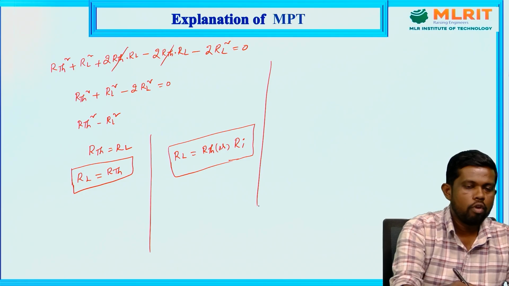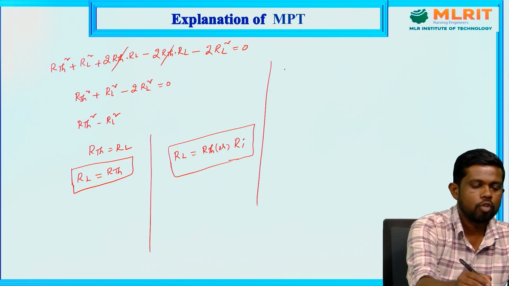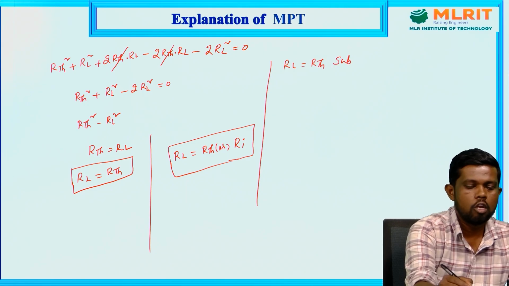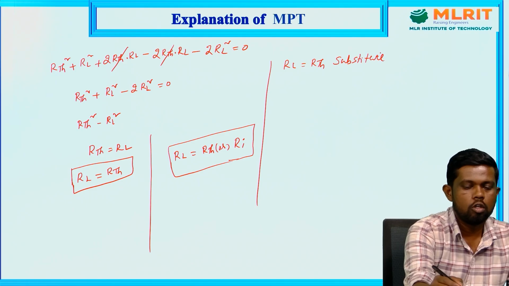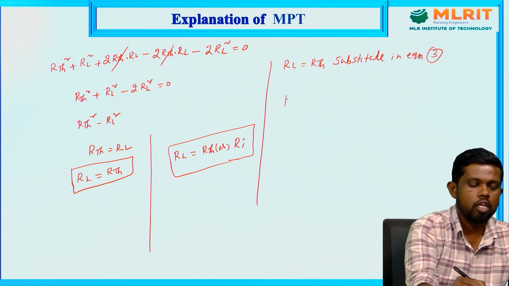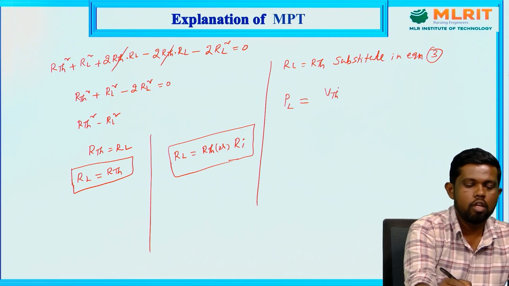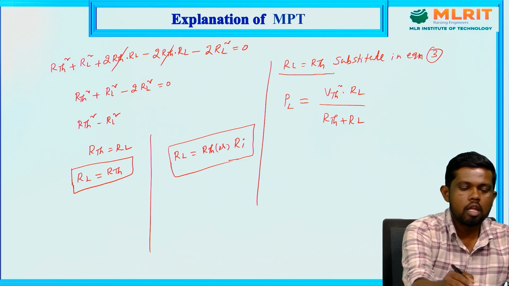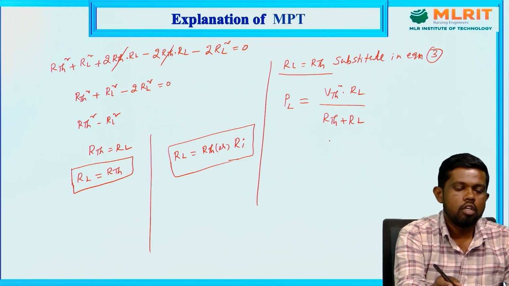So this above value we need to substitute in equation number 3. RL equal to RTH, substitute in equation number 3. Equation number 3 is PL equal to VT square into RL, divided by RTH plus RL. Instead of RL we can substitute RTH, or instead of RTH we can substitute RL. Both are the same.